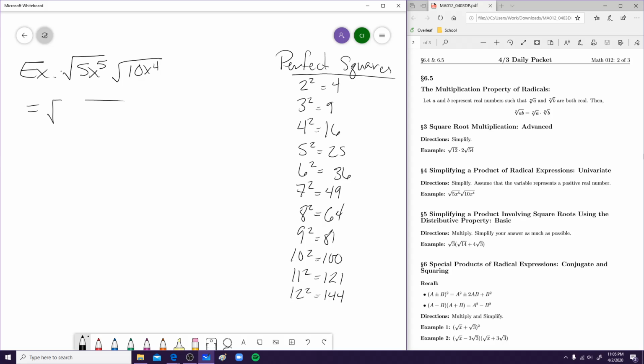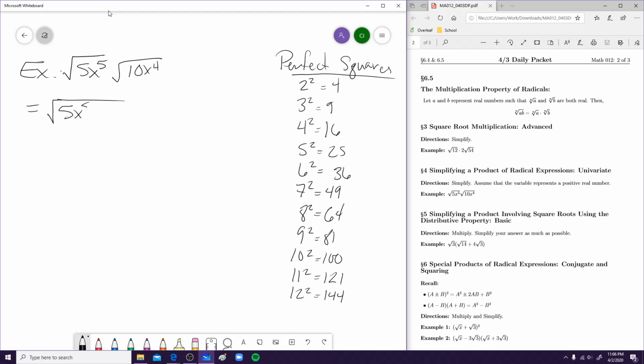And one thing I forgot to mention on the last video, so the reason why I'm able to combine these is that they both have the same index. So looking at the multiplication property of radicals, notice that they both have the same index. If there were different indices, this would not work. Right? So now let's do the multiplication property.